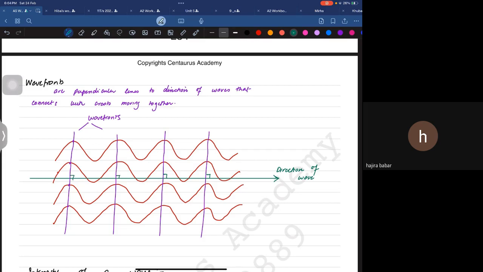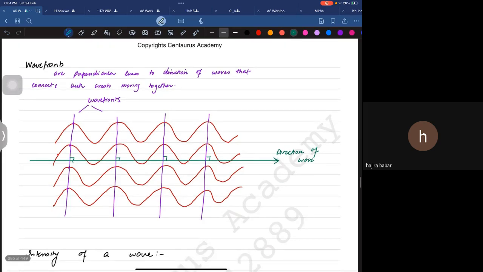Just remember that. The other property that we should remember is that between two successive wavefronts, you can always find lambda or time period depending on your need. All right. Now, all right, quickly write this down.